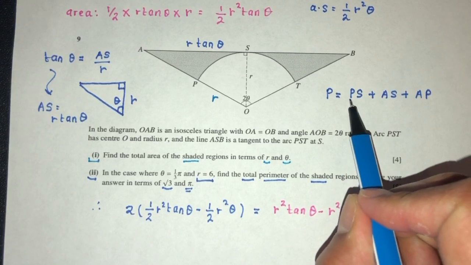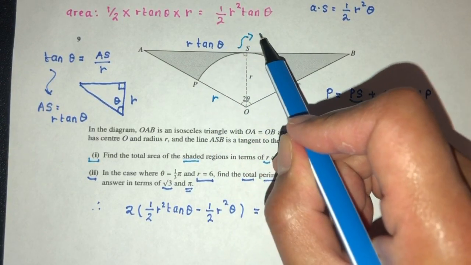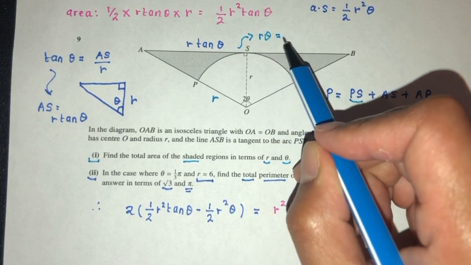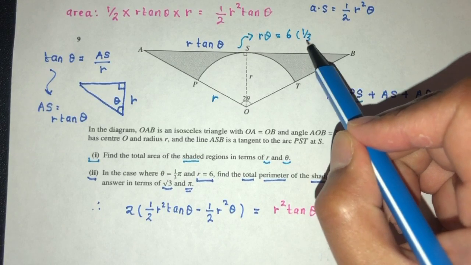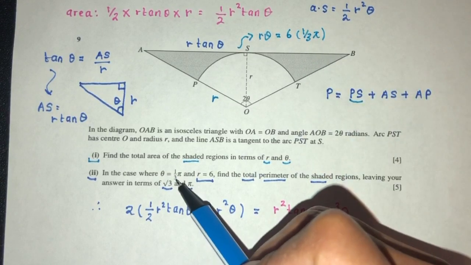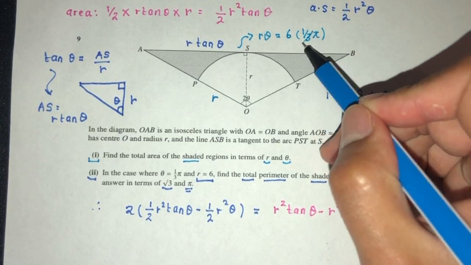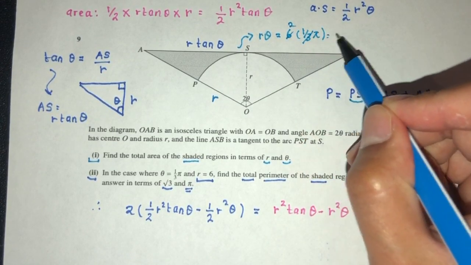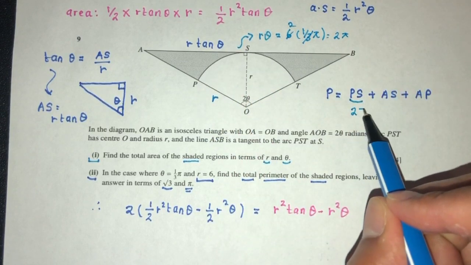So how would you find the length of PS? PS is the length of arc, and as we can see, it is r theta. R is the radius, which is 6. Theta is 1/3 pi. Given to you right here. Again, to use this formula, we have to use the angle in radians. That will be 2 pi. So this side is 2 pi.